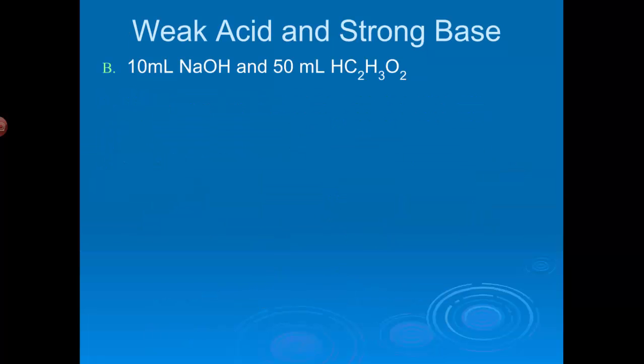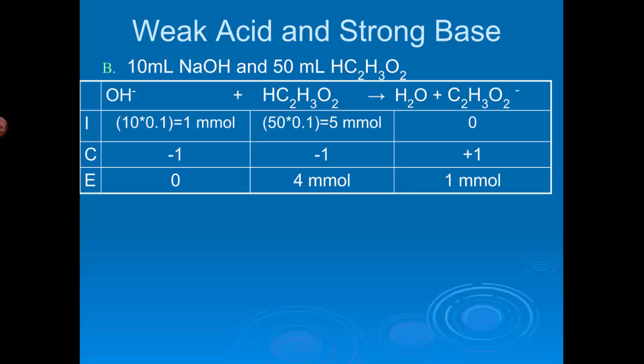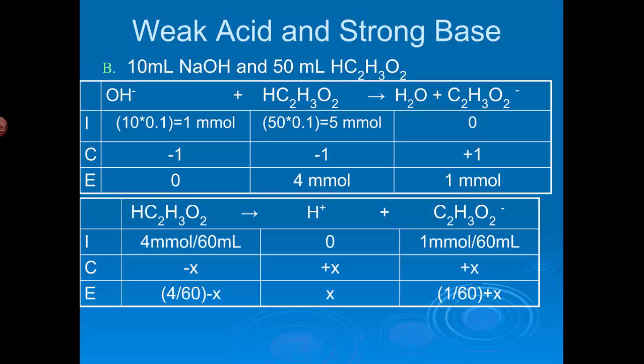Now I'm going to do the same thing, incrementally adding base in small amounts and see what happens to the pH each time. So if I add 10 milliliters of sodium hydroxide, okay, now I'm going to work in millimoles. So for the hydroxide, it's 10 milliliters times 0.1 millimoles per milliliter, which is 1 millimole, and 5 millimoles of the acid. So 1 millimole of each will get reacted. I'll have 4 millimoles of acid left over, and I'll have 1 millimole of the conjugate base. Now, I'm going to go back to concentrations here because I'm interested in the concentration of H+.